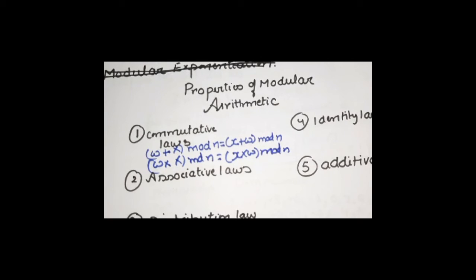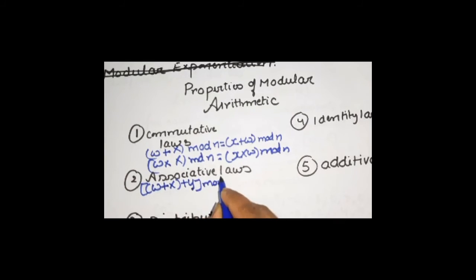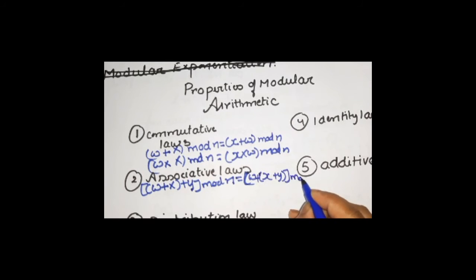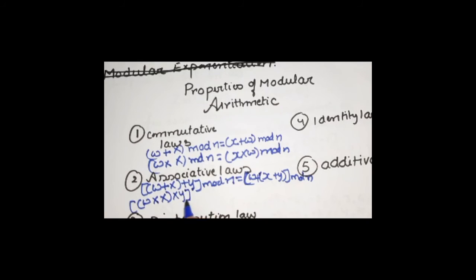Next is the associative law. What does the associative law say? The associative law says that W plus X, plus Y, mod n is equal to W plus X plus Y with the other grouping, mod n. Both are equal. There's no problem writing this or this. They are the same. Similarly, you can write this for multiplication.